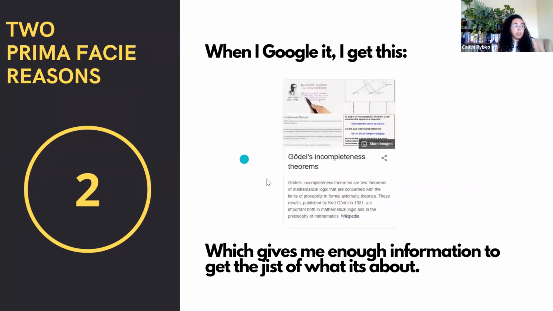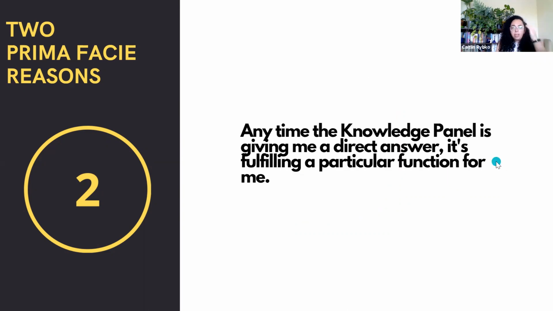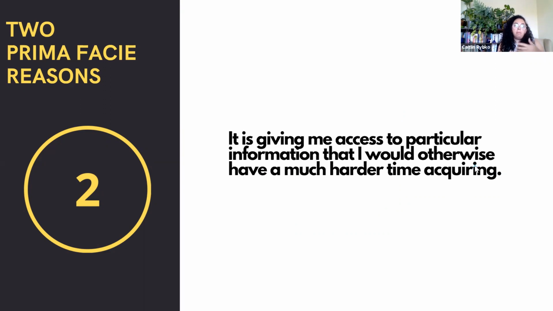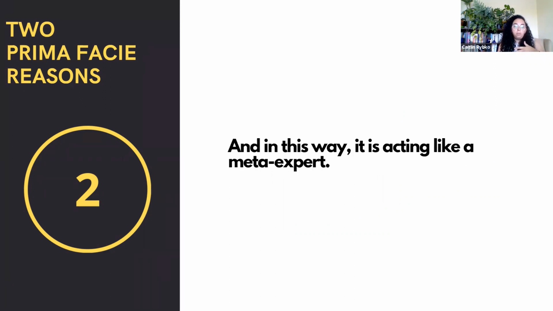So when I Google it, I get this little box, which doesn't give me a huge chunk of information, but it does give me just enough to understand why it is important. So now I have some form of reference for the theorem when I come across it again, or if someone asks me about it, right? And anytime the knowledge panel is giving me a direct answer, it's fulfilling a particular sort of function for me. It's giving me access to particular information that I would otherwise have a much harder time acquiring.